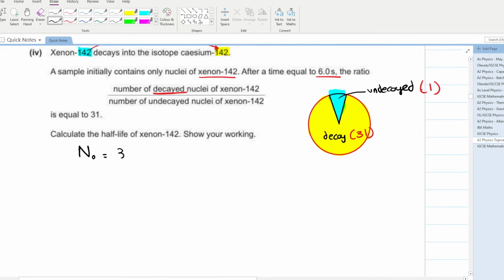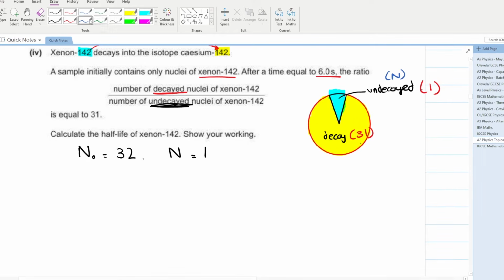Your N naught will be, let's say, 32, because initially you have the decayed nuclei as well as the undecayed nuclei. Add both of them up. Initially, how many pieces do you have? 32. And currently, how many are left undecayed? 1. This undecayed number of nuclei is your N.